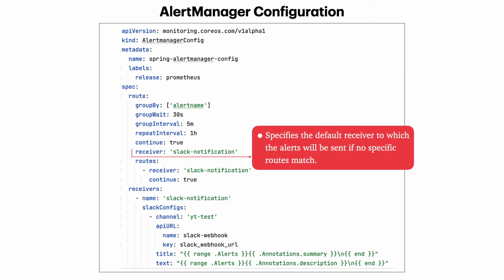Next field is receiver. The receiver field specifies the default receiver. In case there is no specific route match, the alert will be sent to this default receiver.